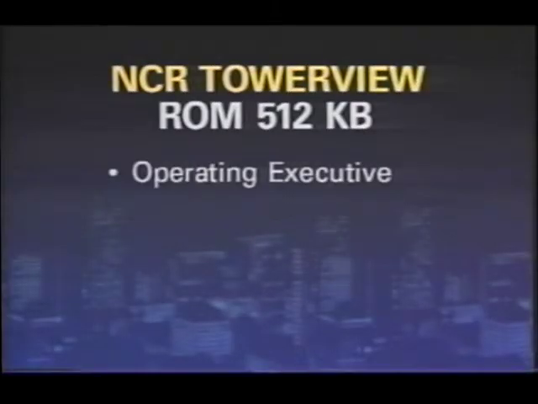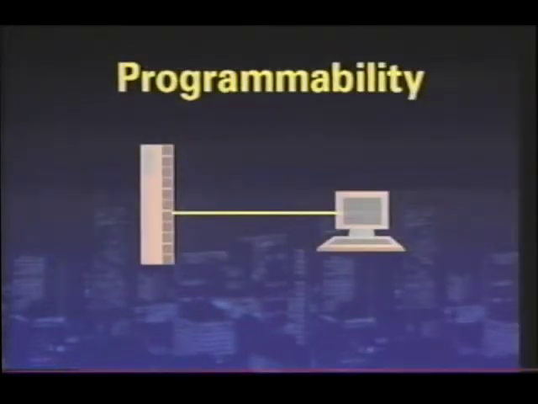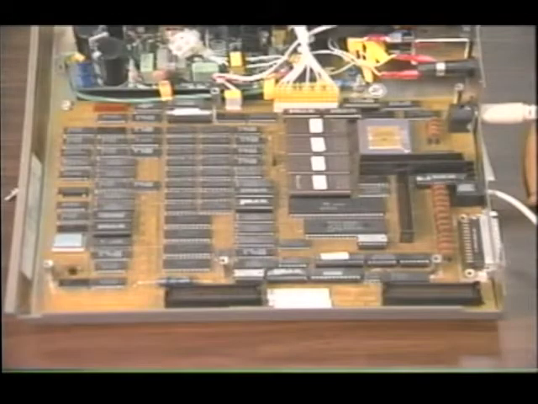Firmware includes the operating executive, the X server windowing system, and NCR Towerview services. The operating executive supports a rich array of multitasking, communications, graphics, and logical operations. Programmability is accomplished by downloading software into the NCR Towerview. The processor, coupled with the multitasking operating executive, offloads the host computer user interface processor like a front-end processor offloads its host. The 512 kilobytes of DRAM is sufficient for typical applications.